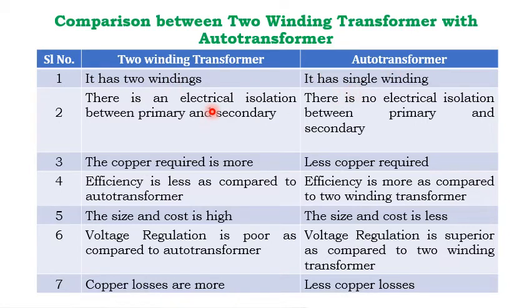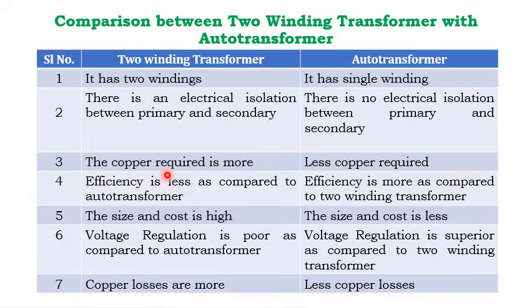Now there is an electrical isolation between primary and secondary in case of a two winding transformer. In case of an auto transformer, there is no electrical isolation between primary and secondary. Electrical isolation means the separation between primary and secondary. So here there will be a separation between primary and secondary. In case of an auto transformer, you will not find any such separation.